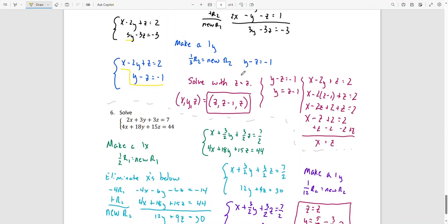In order to solve this, we'll set z equal to z. And then if y minus z equals negative 1, y equals z minus 1.